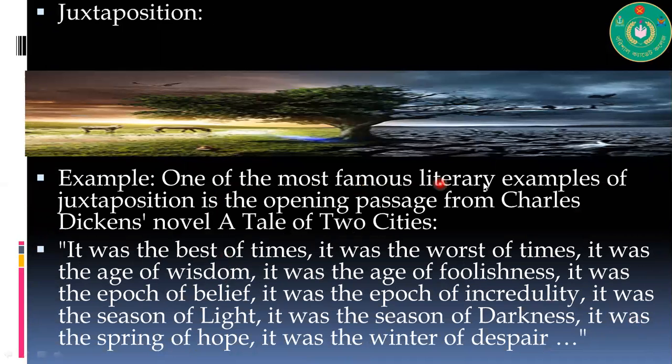Example: one of the most famous literary examples of juxtaposition is the opening passage from Charles Dickens' novel, A Tale of Two Cities. Let's have a look. "It was the best of times, it was the worst of times. It was the age of wisdom, it was the age of foolishness. It was the epoch of belief, it was the epoch of incredulity. It was the season of light, it was the season of darkness." This is juxtaposition.